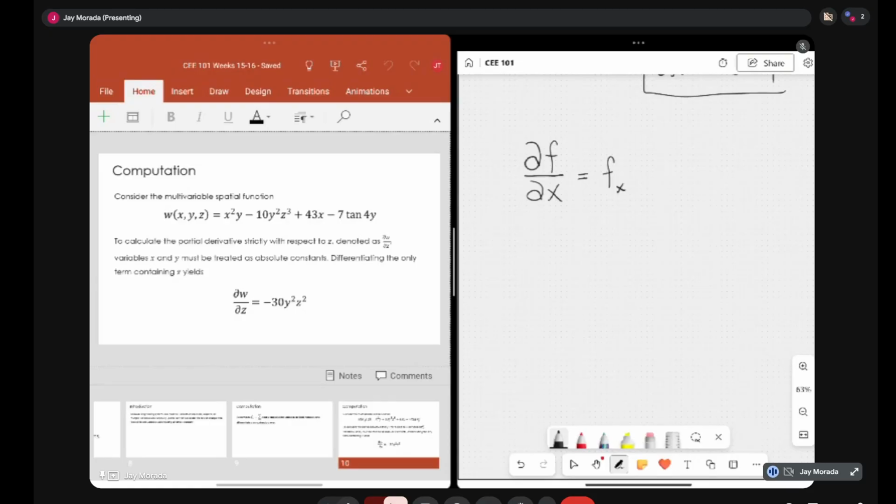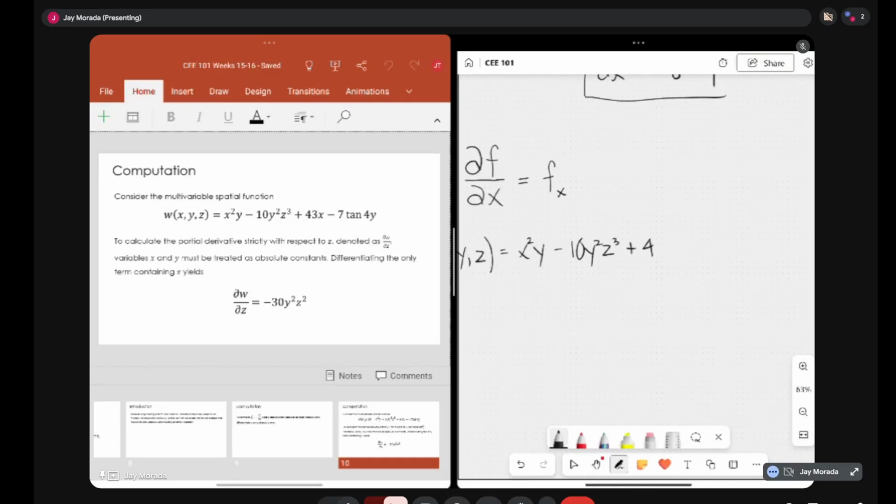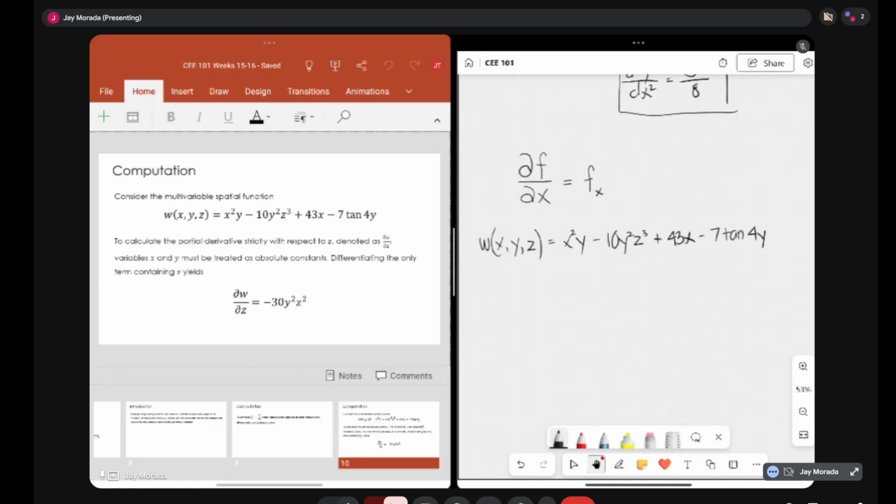Now, if you want to find the derivative or the partial derivative with respect to x, you have to treat y and z as constants. Okay, let me write that down. That's 3x minus 7 and 4y. Right. So if we find the partial w partial x, okay, let's look at the first term.